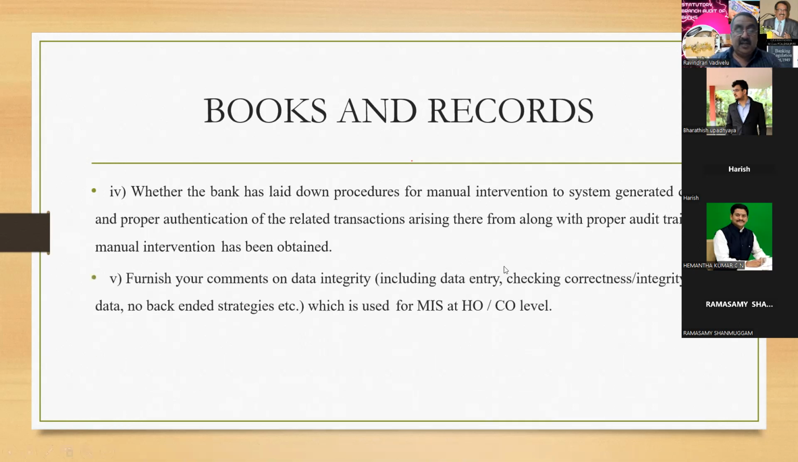Furnish your comments on data integrity, that is, including data entry, checking correctness and integrity of the data, and back-end strategies, which are used for MIS at head office and central office level. So it is only our observation, because you have got no direct control over the data integrity, because anyone can do it. Here I want to tell one important thing.